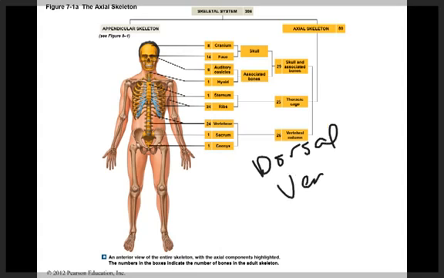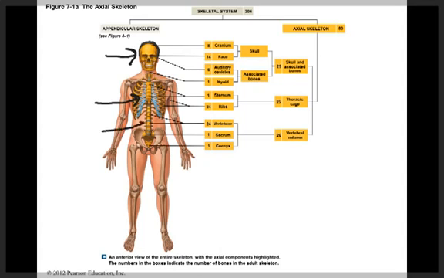body cavities. The axial skeleton is made up of the skull, the thoracic cage, which is the ribs, the vertebral column or the spine, the sacrum, and the coccyx. These bones help to support and protect organs in the dorsal and ventral body cavities. These bones also have attachment sites for muscles that move the head, the neck, and the trunk.